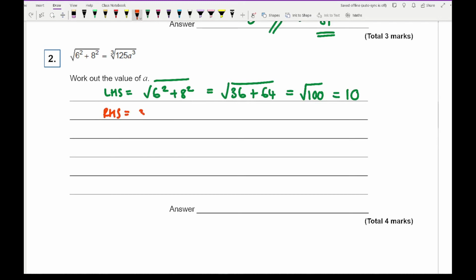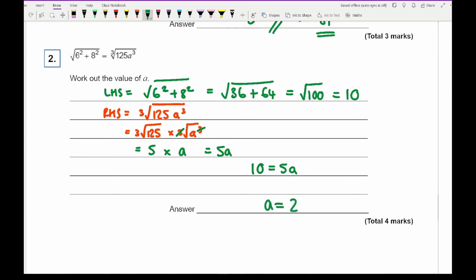Now, if I look at the right-hand side, which I'll do in a different colour, I've got the cube root of 125a cubed. Now here I can treat this separately because it's like using surds. I can cube root 125 and I can multiply that by the cube root of a cubed. Now here the cube root of 125 we should know is equal to 5. And the cube root of a cubed, well, that cube root cancels with that cube, so it just becomes a. So what does that then become? It's 5a. Now, if 10 equals 5a, what times 5 gives me 10? Well, a is therefore going to equal 2.